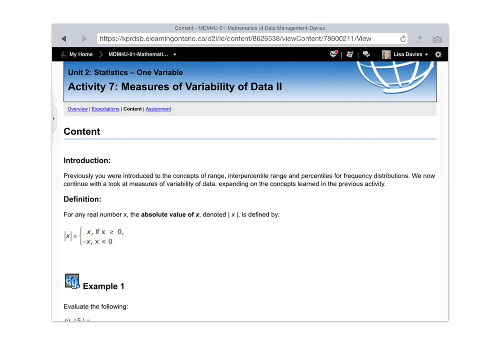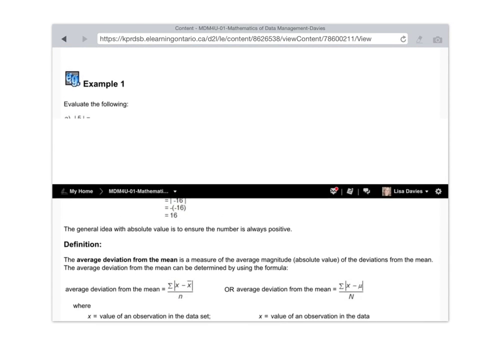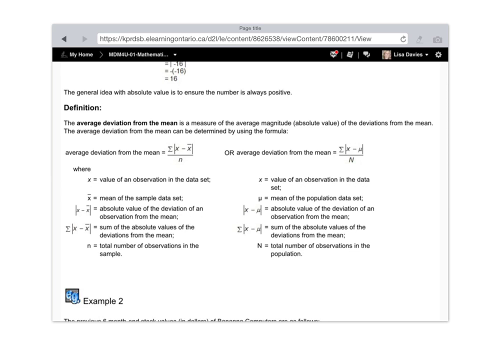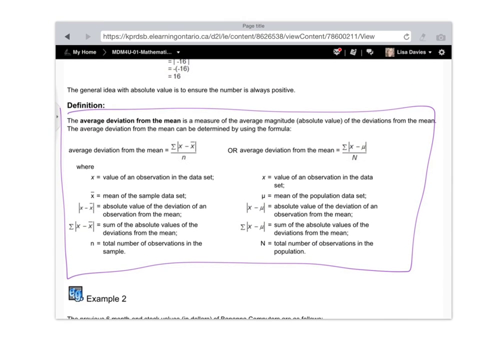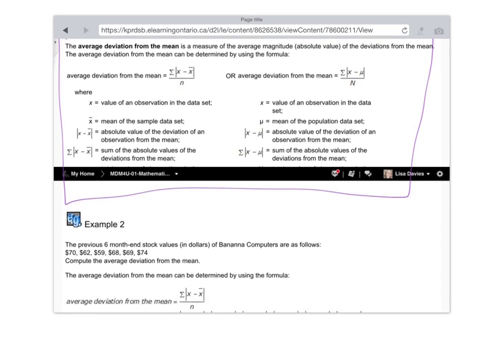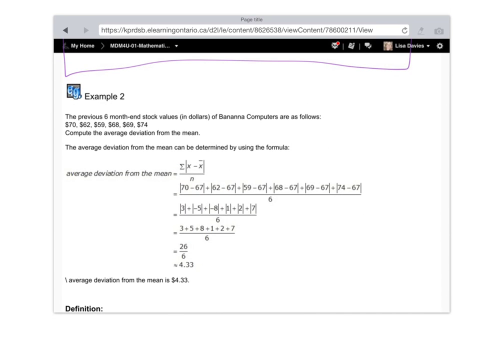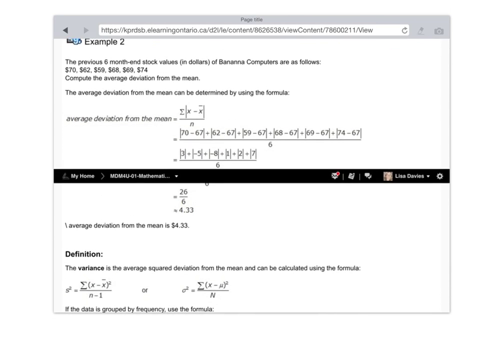If you visit Unit 2, Activity 7 in the content, and I think that's from Wednesday, October 19th, there's an excellent lesson there that takes you through all the steps of finding the deviation from the mean and using that to find the standard deviation. So here it is, and all of the formulas are laid out, and then there's an example. Here's an example showing you how you calculate the standard deviation.